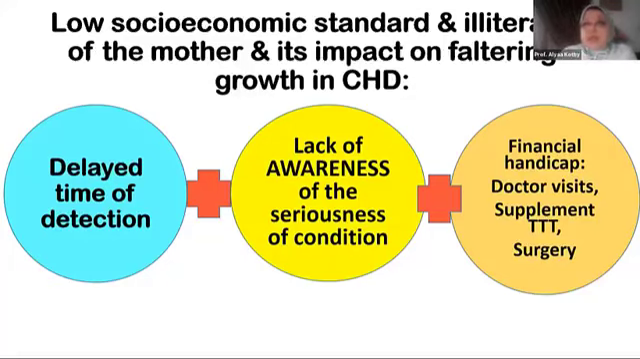So the neighbor, for example, has a small VSD, and this is a more severe VSD or a complex heart, but they are lacking awareness of the seriousness of the condition. The financial handicap: although many times the doctor's visit might be free in some areas, they have to pay also for the transportation, which is not easy for some of the patients. They have to get some supplements and treatments, and moreover the surgery.